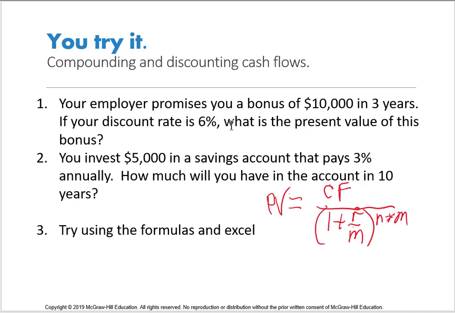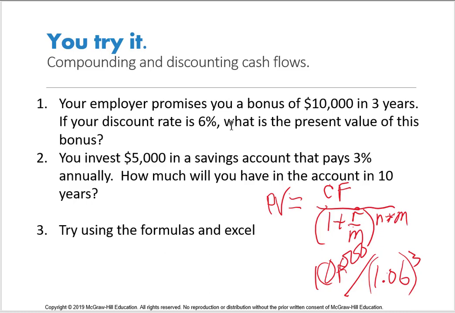Now in this case, we have 3 years, and that's all we know. So the M's are equal to 1. So this would be the cash flow divided by 1.06 to the third power. The cash flow was what? $10,000. So if you do that calculation, it comes up to roughly $8,396.